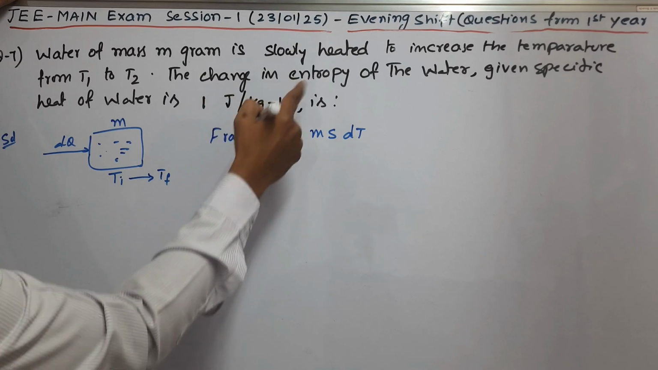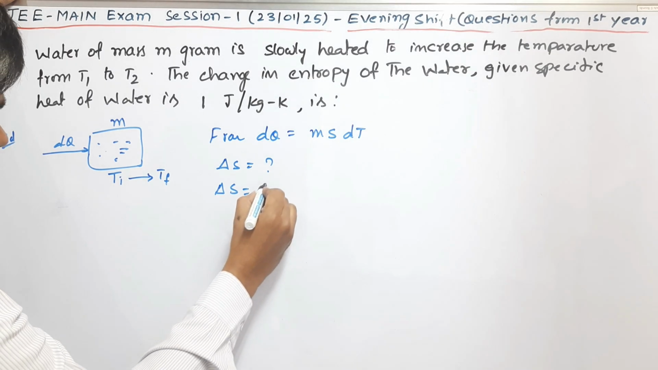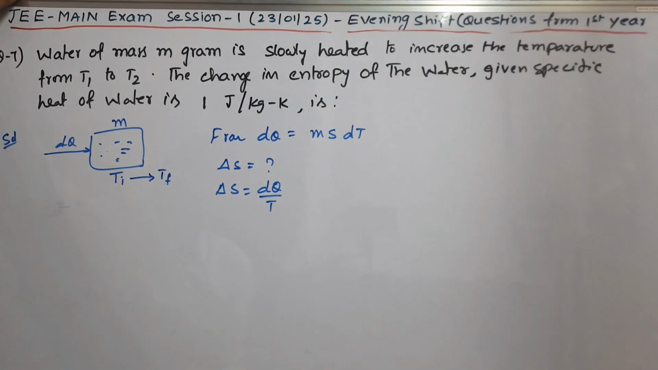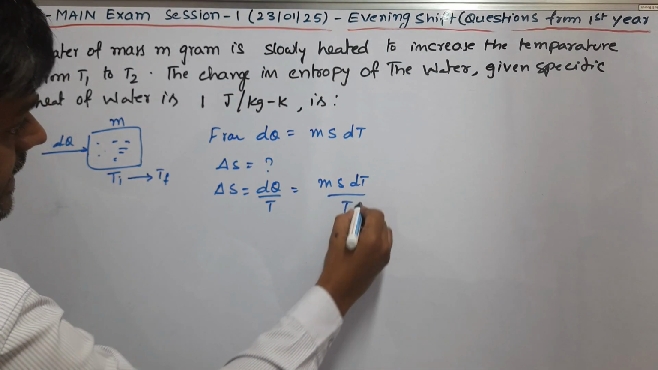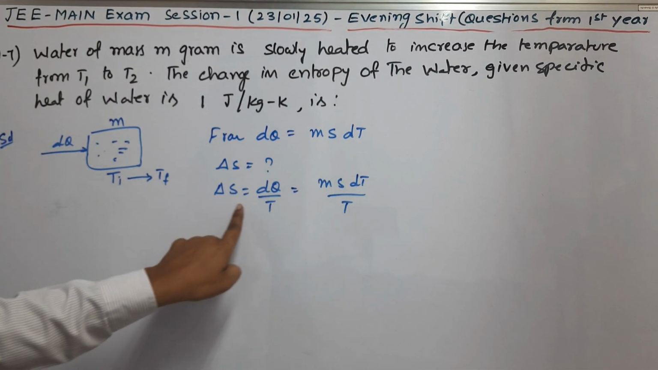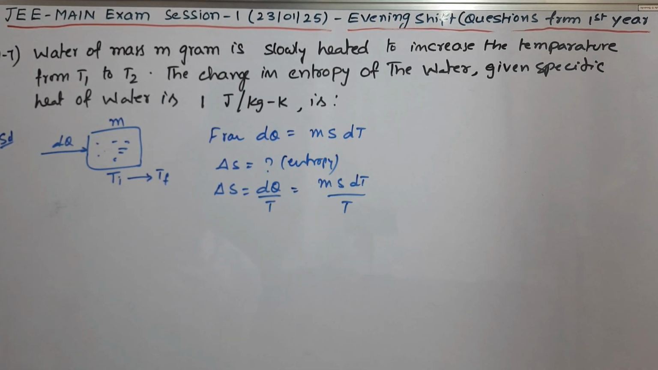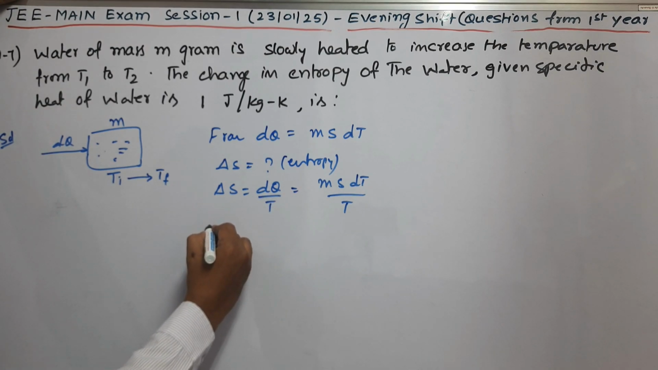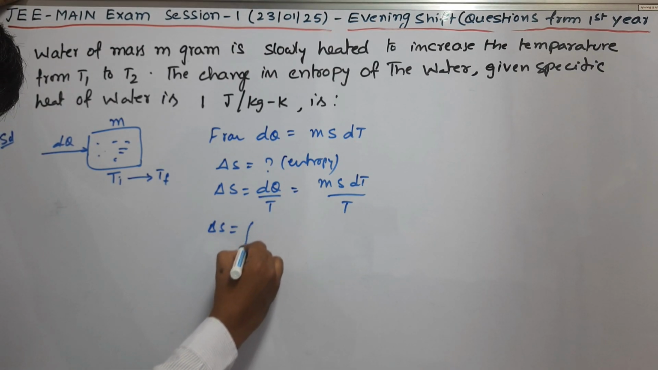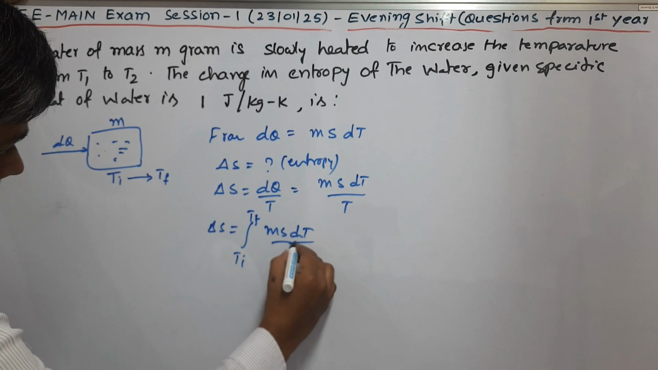But what is asked is the change in entropy. You know delta S is equal to dq by T. Here dq is equal to ms dt, so dS is ms dt by T, because dq is equal to ms dt. Entropy is dq by T. So to calculate the change in entropy, you should integrate. That implies delta S is equal to the integral from T initial to T final of ms dt by T.